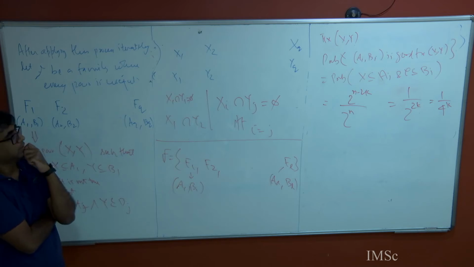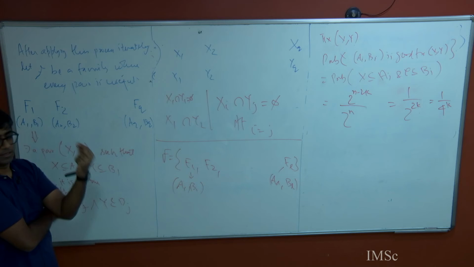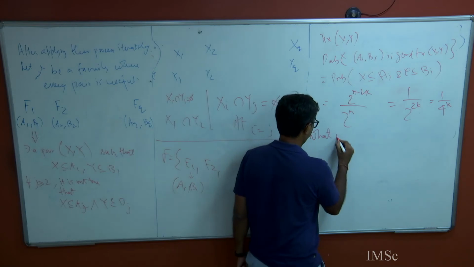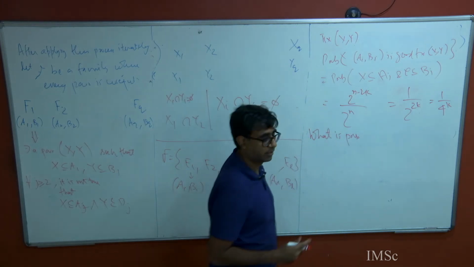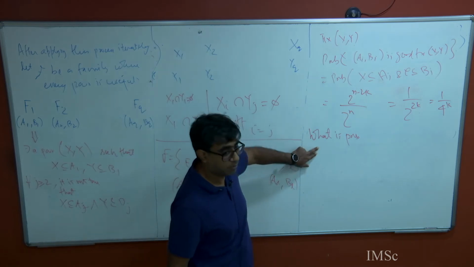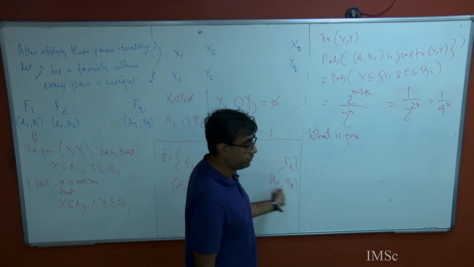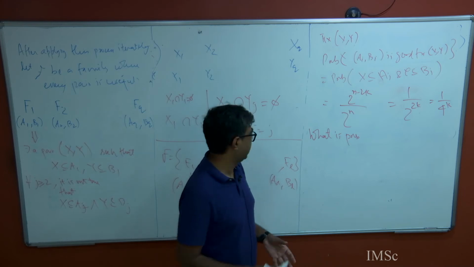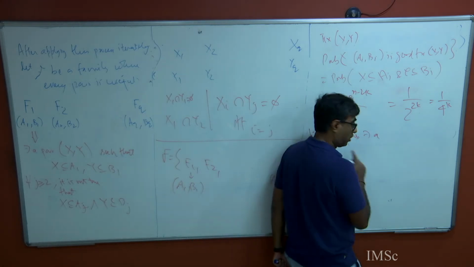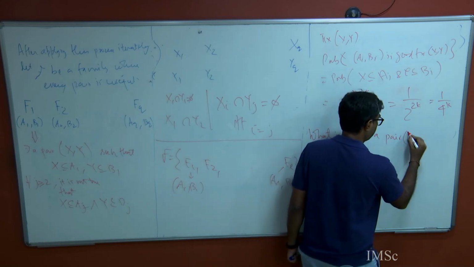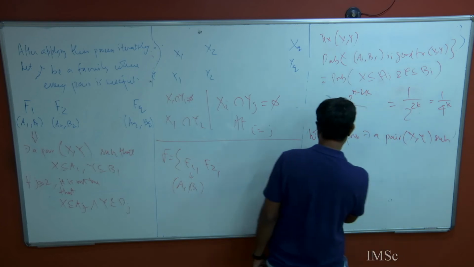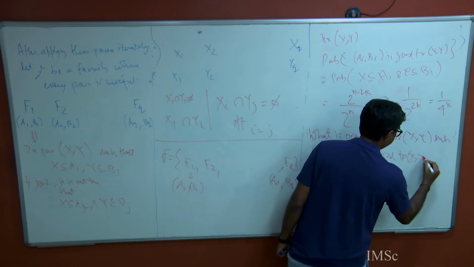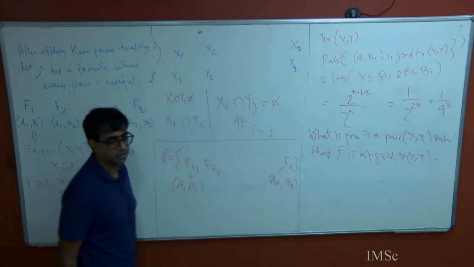If I found a family that is good for every pair, then it's a great family. So what is the probability that there exists a pair x comma y such that the family is not good for x comma y?